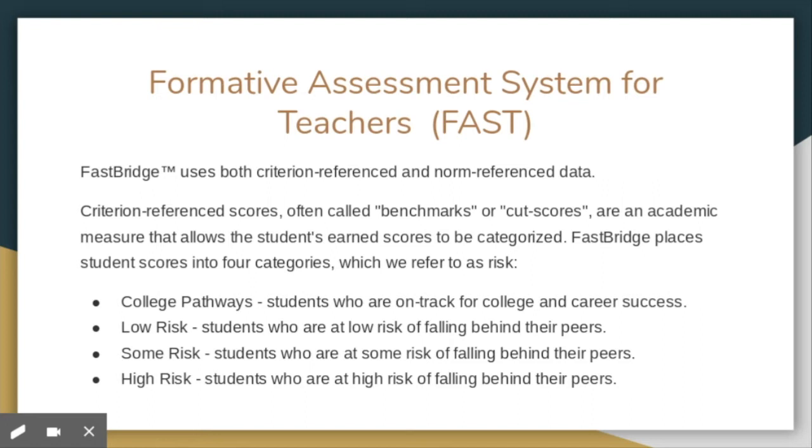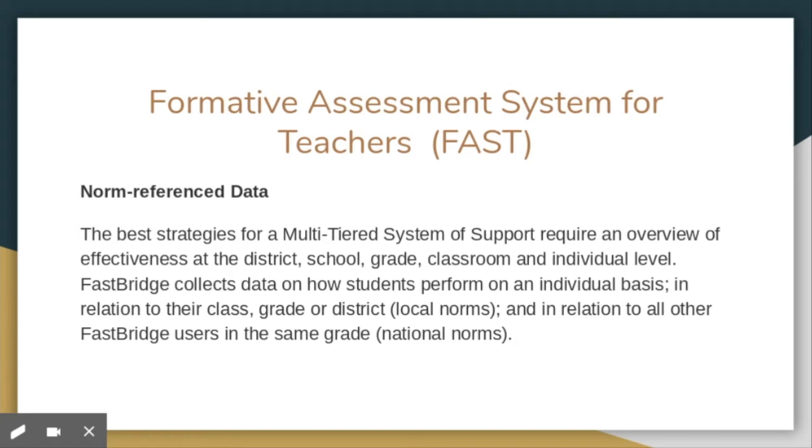One of the ways we assess students is through FAST, Formative Assessment System for Teachers. FAST is used in the elementary schools. All students are tested 3 times a year: fall, winter, and spring. This score is a starting point for you to determine what level Passport they should be in. FAST collects data on how students perform on an individual basis in relation to their class, grade, or district, and all other FAST users in the same grade.